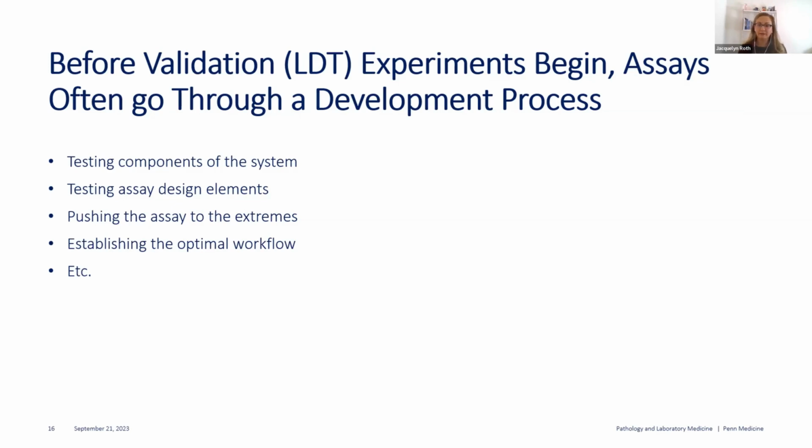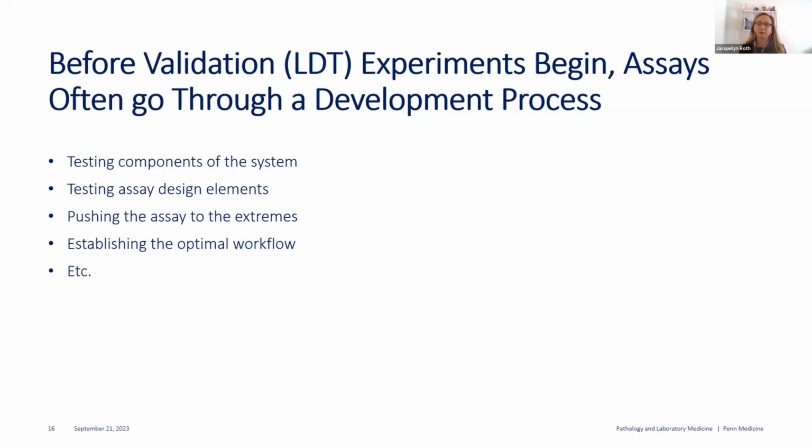We'll test, do you like this Taq polymerase or this one? We'll test assay design elements. Do you like these primers? Do they work better? Or does this primer set for gene rearrangements work better? You're going to want to push the assay to extremes. What if you put in a sample that's 18 days old? Will it still work? You need to start pushing that assay in your development phase. You're going to want to establish the optimal workflow during this. Do you do step A, then B, or B, then A?